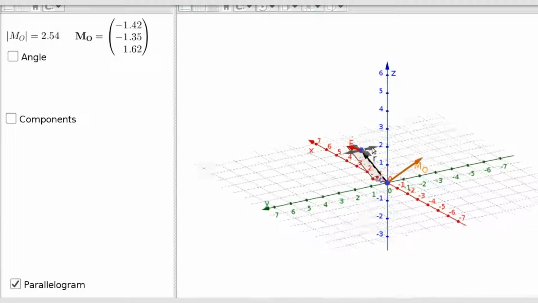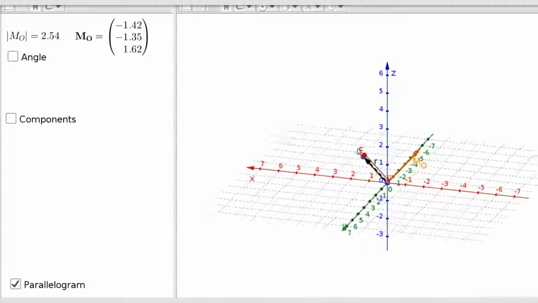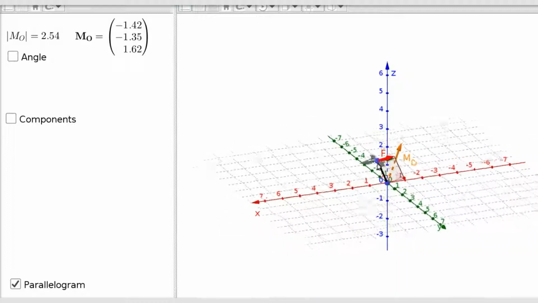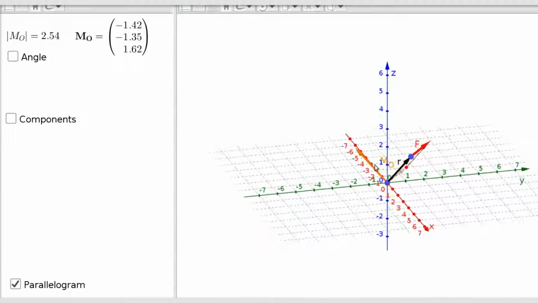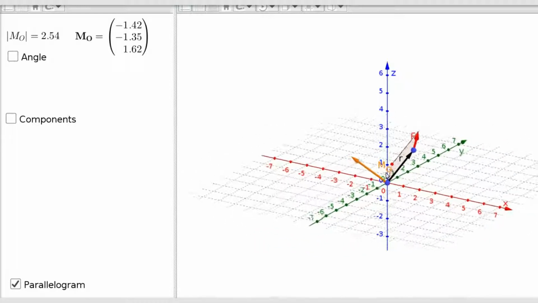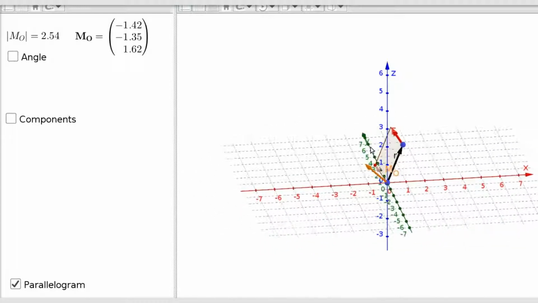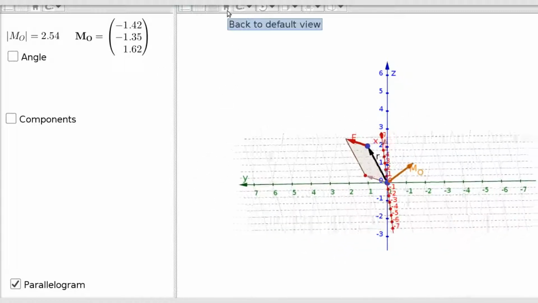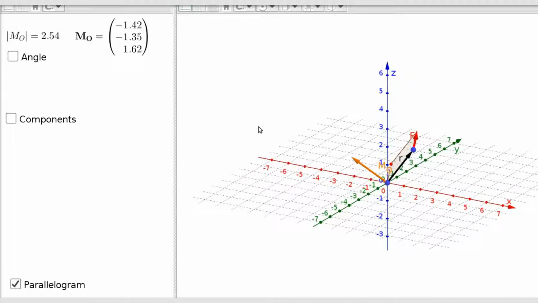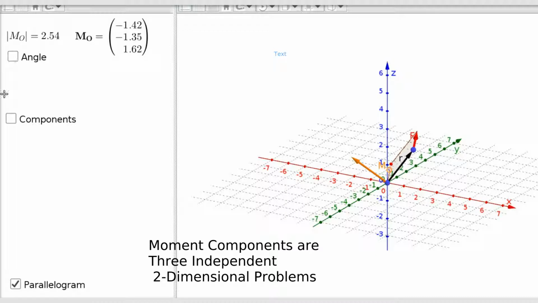And we'll see that the projection of this area in the x direction is the same as the x component of the moment, and likewise for the other directions. But what we're really interested in here is that even though this is a three-dimensional problem, we can look at the components and treat this as three-dimensional problems.